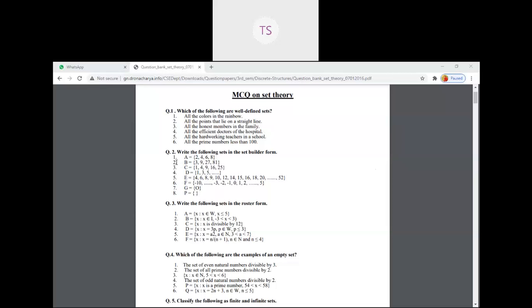Now next, option 2 of question number 2. Here set B is equal to 3, 9, 27 and 81. Now what is the common property of these 4 numbers 3, 9, 27 and 81? You can think. Just give me the relation. You can take time, because this type of question will come in your final exam also. Just practice. So what is the common property? You just think.